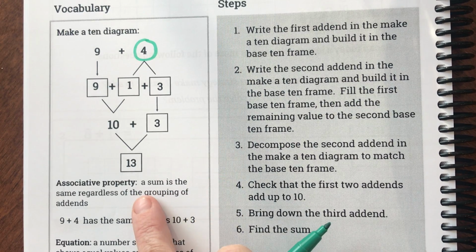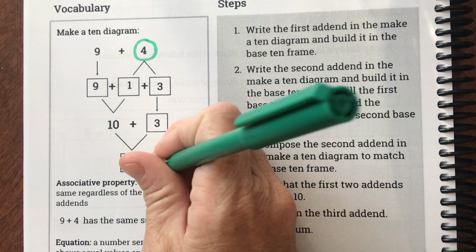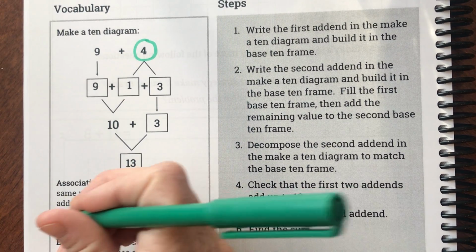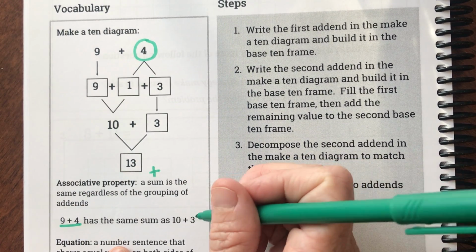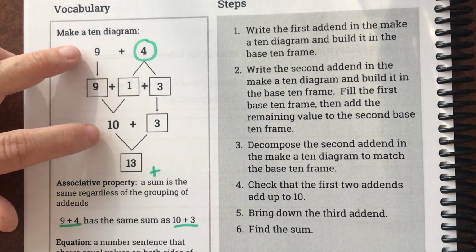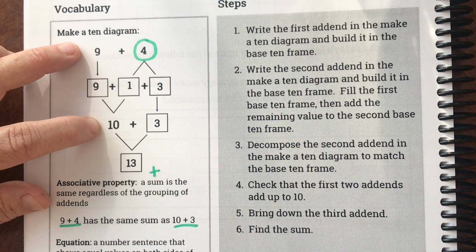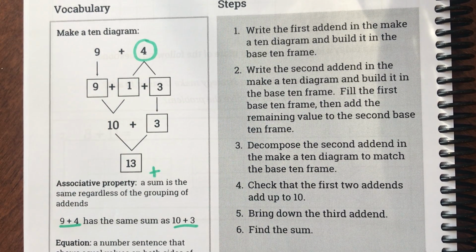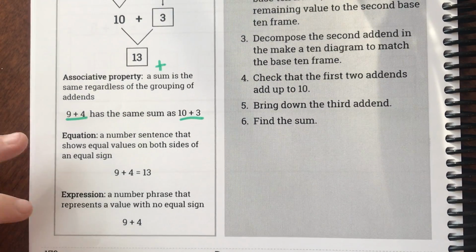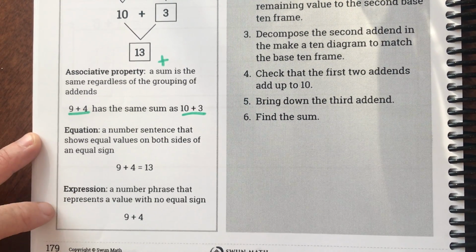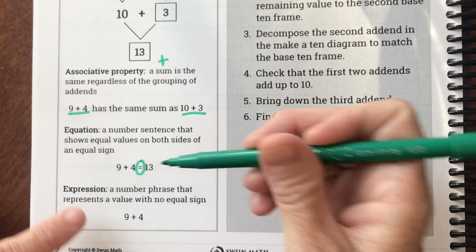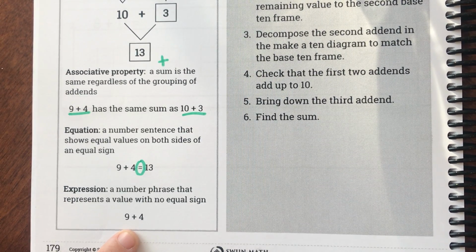So the associative property says a sum, meaning adding answer, is the same regardless of the grouping of the addends. So it tells us that 9 plus 4 has the same sum as 10 plus 3. So those two are the same because you're allowed to do that in adding, you're allowed to decompose a number and then move the addends around. Okay, then they show us what an equation is and an expression. So the only difference is the equation has the equal sign and an expression doesn't have an equal sign.